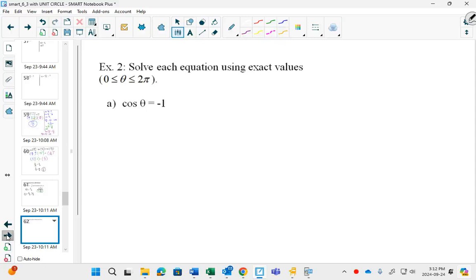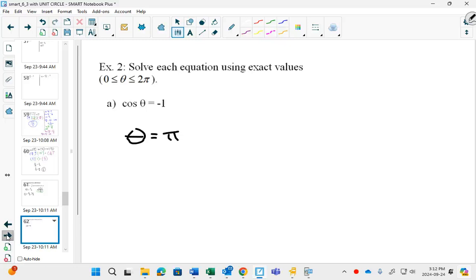Is -1 ever your x-coordinate? That's an axis family, right? Axis family, you can just go right to the answer. What angle is it? Pi. 180 degrees, but this question, the domain of the question will tell you whether you're working in radians or degrees. So you just have to write pi.